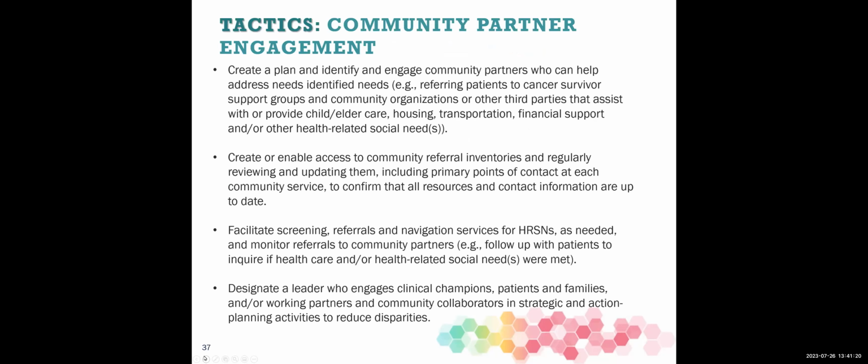So the final section of the resource guide is community engagement, and there are 4 tactics to successfully implement your HEP. Those community partners will again be essential. So we recommend creating a community engagement plan, and I'll talk a little bit about that more on the next slide. You want to create or enable access to community referral inventory. So an inventory of those resources where you can make referrals to address health-related social needs and other disparities, and also designate a person to review and update these resources on a regular basis.